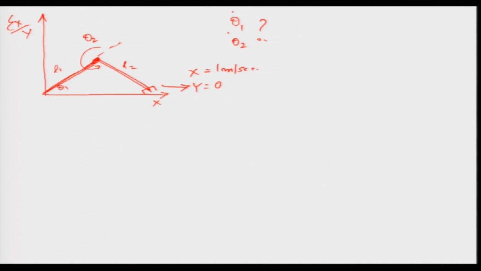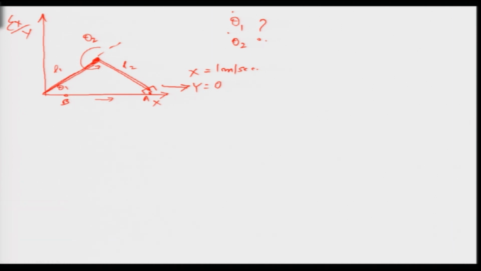I want to move the end effector in this direction, let us say from point B to A. This is my point B, this is my point A, and I want to move it in this direction with a velocity of 1 meter per second. So, what should be the corresponding joint velocities? How do I proceed to solve?